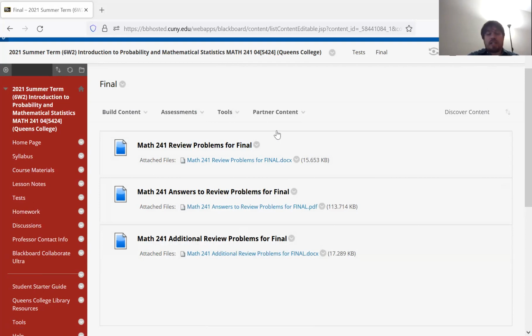Test 2 is going to be just like test 1. Obviously not the same problems, but the structure is the same. There are 5 questions, each worth 20 points.